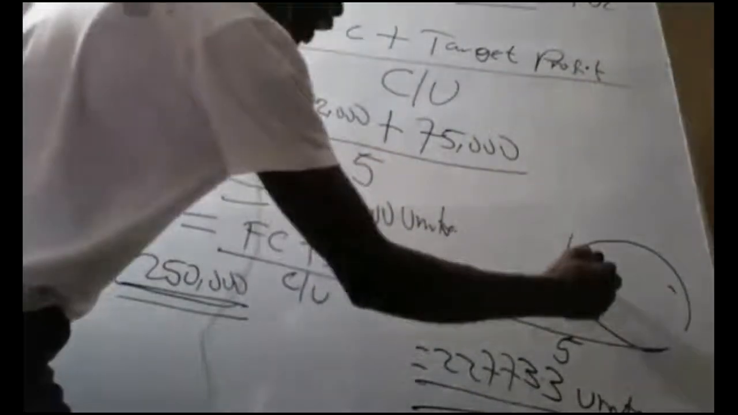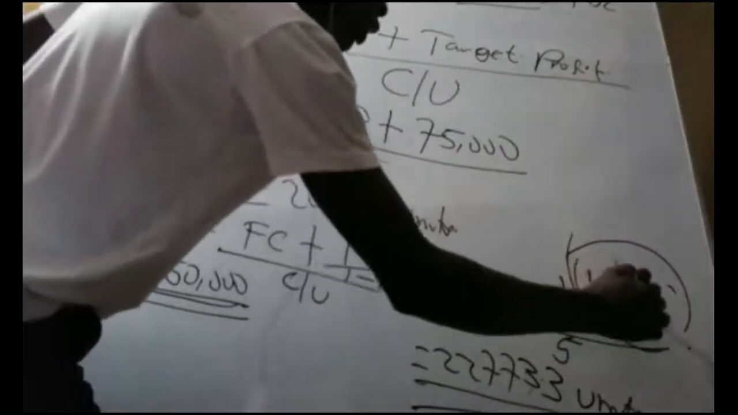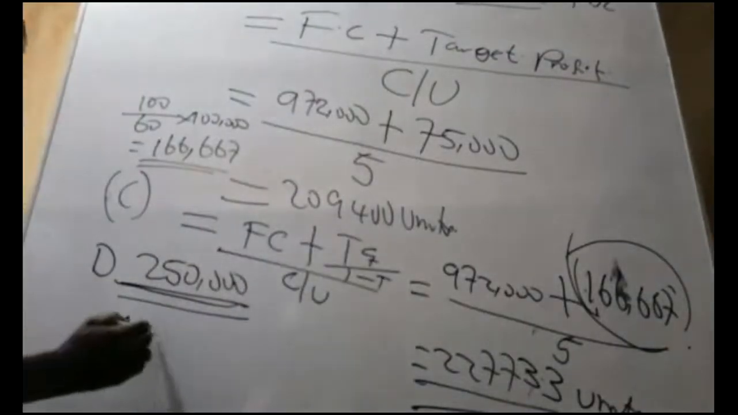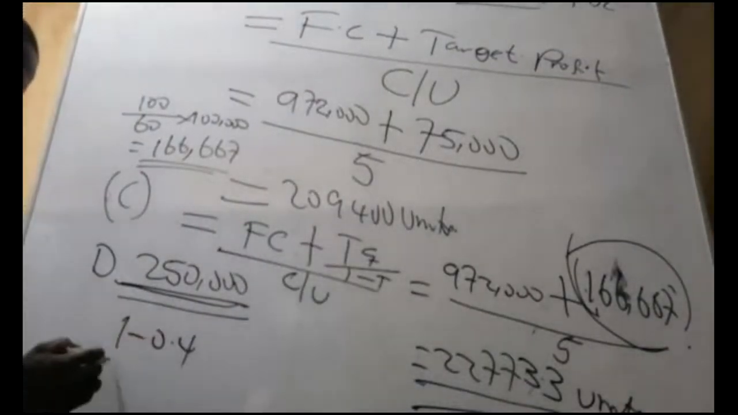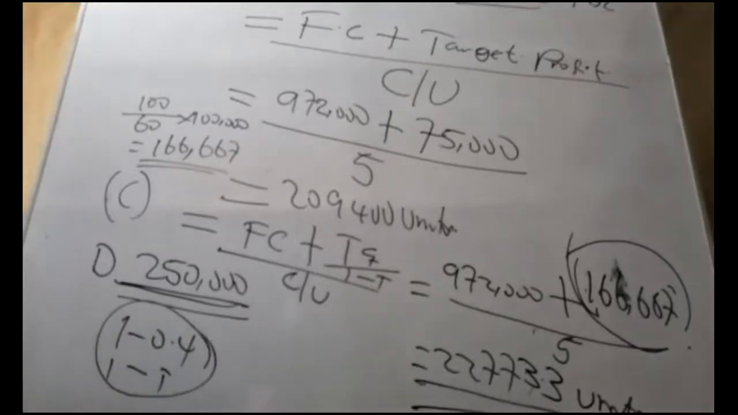So when you come here, you will not show this. You only show 166,667. Perfect. So this is how you show it. So 1 minus 0.4, where 0.4 is the tax rate. 1 minus the tax rate means that we are grossing up. So that is it. Good. Okay, thank you very much.